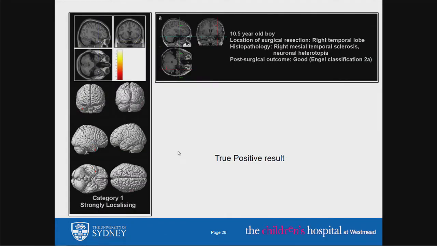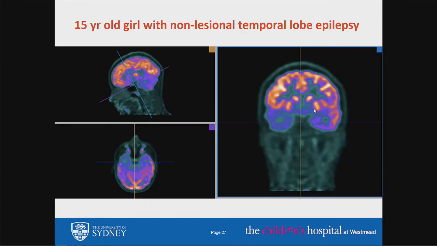Here's a case, again, showing the statistical mapping highlighting an area in the right anterior frontal lobe, which was subsequently resected, shown to represent mesial temporal sclerosis histopathologically with a good post-surgical outcome. A few other examples. How good is statistical mapping? You know, one of the criticisms of this type of technique, it's overly complicated and it's less sensitive than just reading it blind without the sort of quantification.